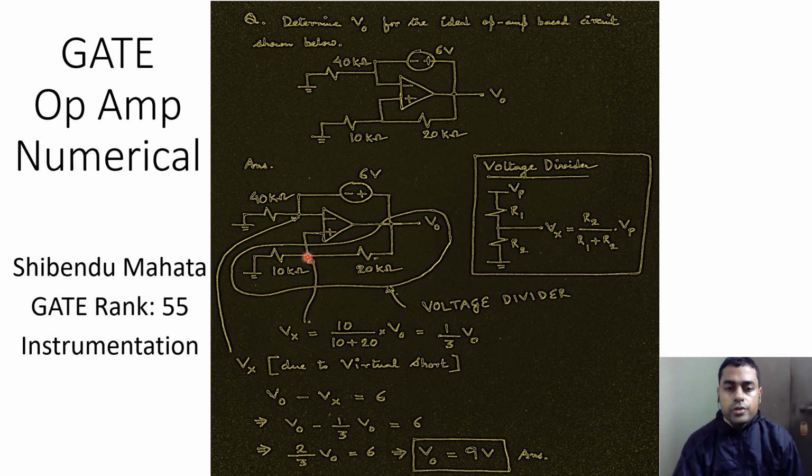Now, because the concept of virtual short exists here, we know that the voltage at this node must be equal to the voltage at the other node of the two input terminals of the op-amp. Or in other words, if this is at Vx volts, the voltage at the inverting input terminal's node will also be at Vx volts.